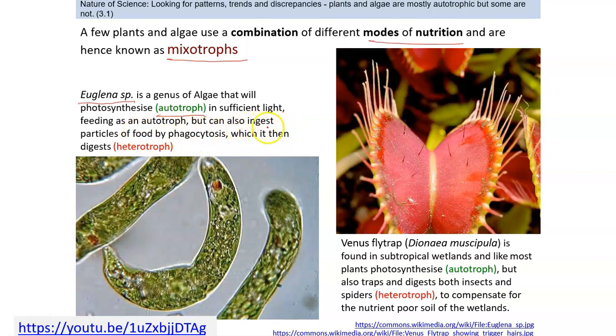But it can also ingest some particles of food by phagocytosis, and after phagocytosis, it digests the food. In that case, it will be a heterotroph. So Euglena is an example of a mixotroph. That means that it can be an autotroph by using the light for production of glucose, and a heterotroph by phagocytosis. Another example is this cute and very famous plant.